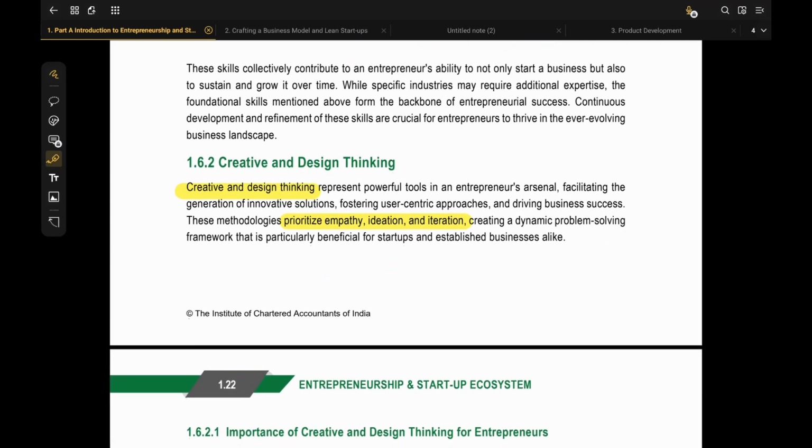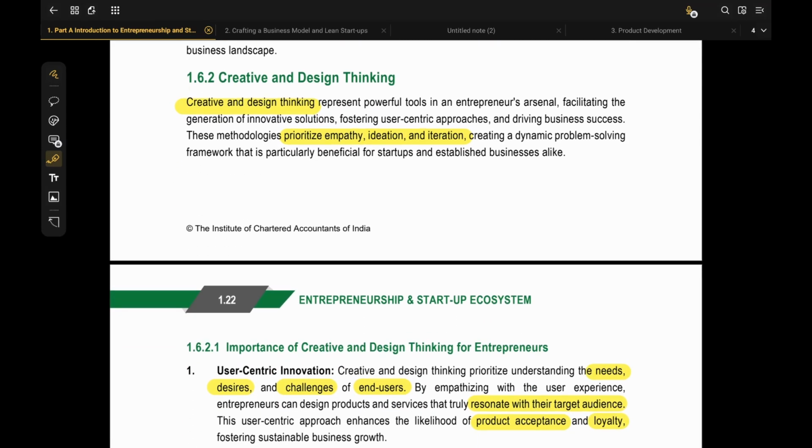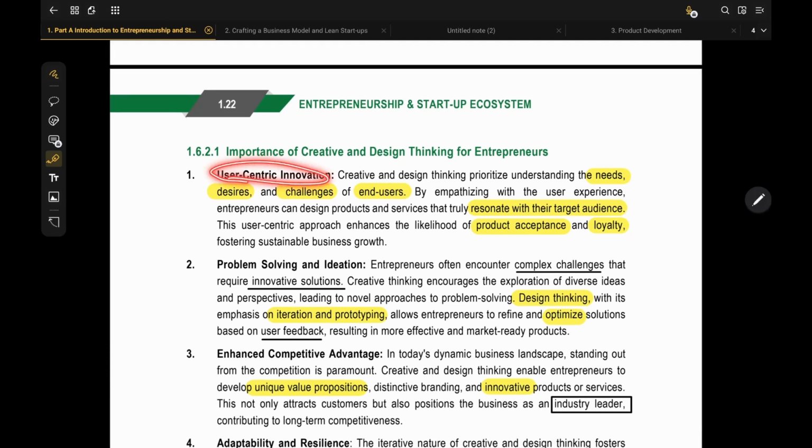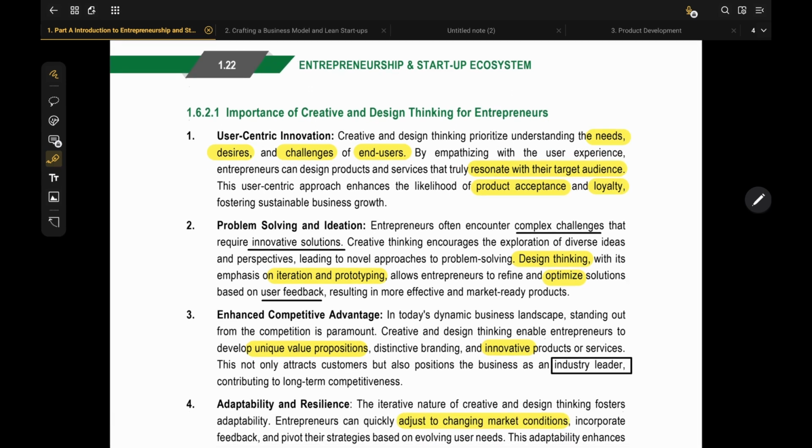And then creative and design thinking. Entrepreneur should be creative. We already know. And then creative and design thinking, he should be doing user-centric innovation. Whatever the decision and innovation he is doing, he should keep in mind the customer, how it will impact the customer, how the customer will respond to this. He should understand the needs of the customer, the challenges for the customer, everything he should know. That product acceptance and loyalty will come when the product is connected with the target audience. When the audience can connect to your product, it will be very successful.